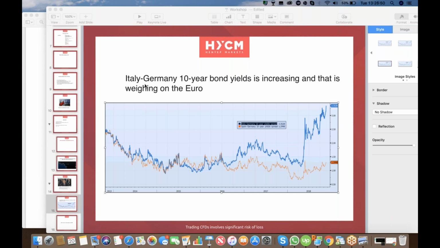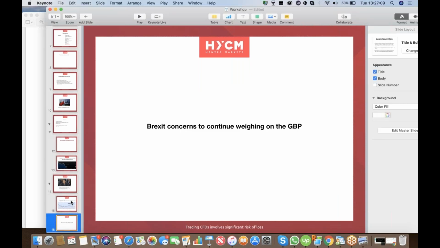sold off. And the euro is being sold now for 2 reasons. You've got the Italian budget problem, and you've got the Brexit problem, because the Brexit problem is not only a UK problem, it's also an EU problem. So you put that together, both of those 2 factors are weighing on the euro.